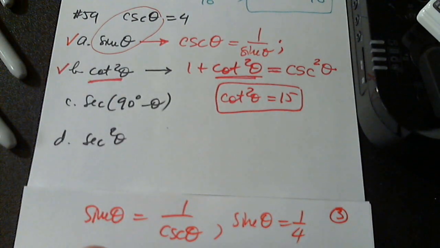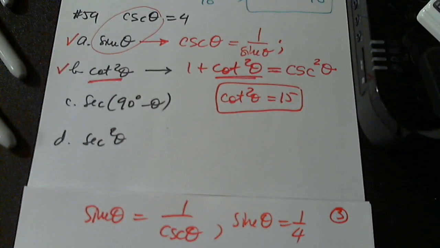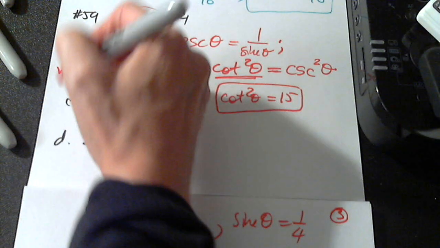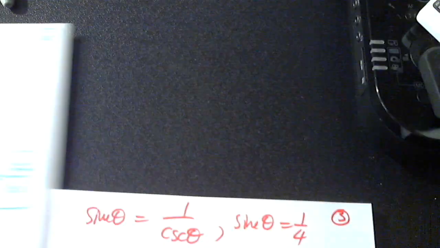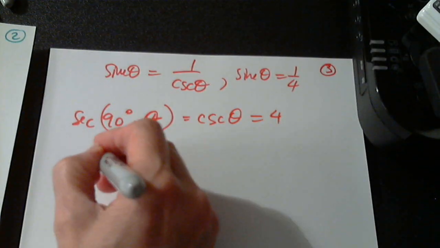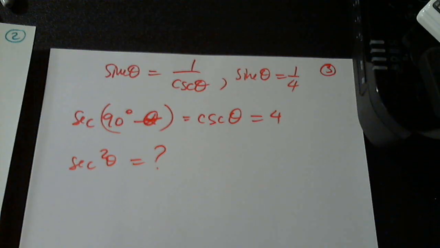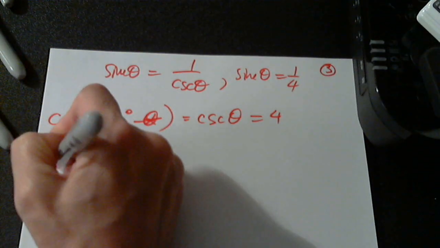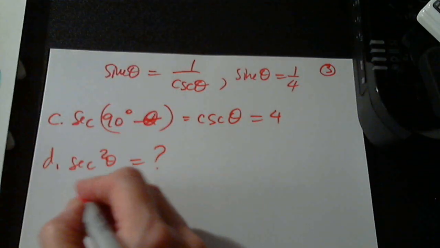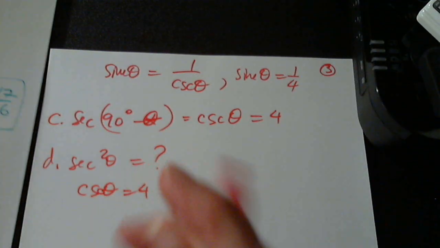Let's move on to part C. Secant of 90 degrees minus theta. What does this equal before we continue? 4. Yes, because it's cosecant theta, which is 4. Excellent. Finally, secant squared. So secant squared theta is what the question is right now. This was C, and this is D. Okay, and we remember cosecant theta equals 4.